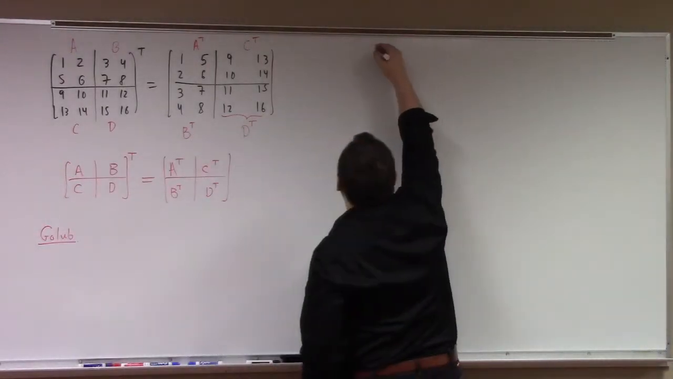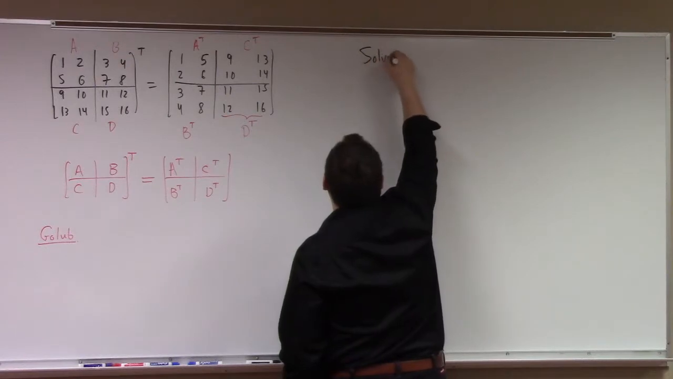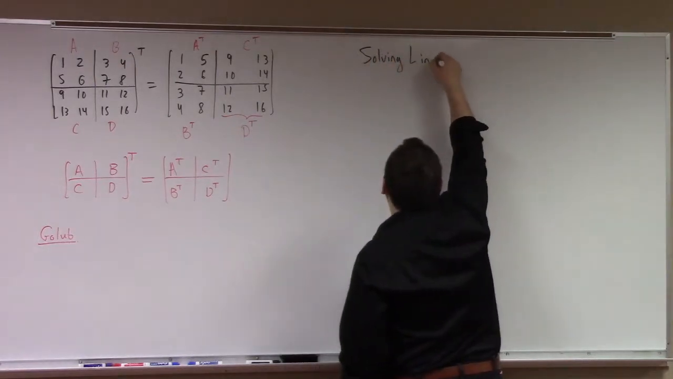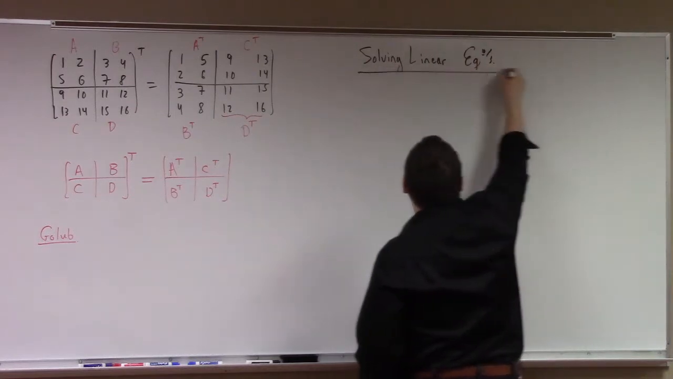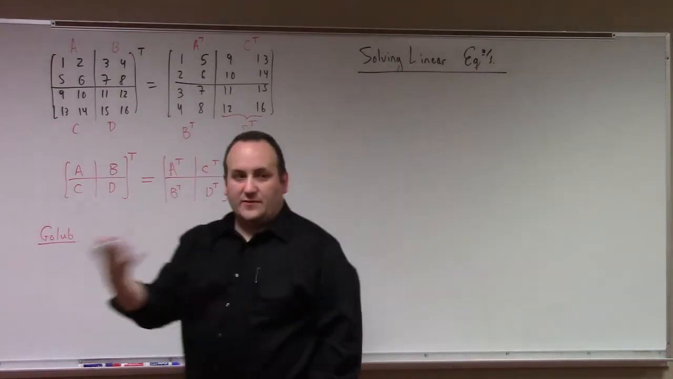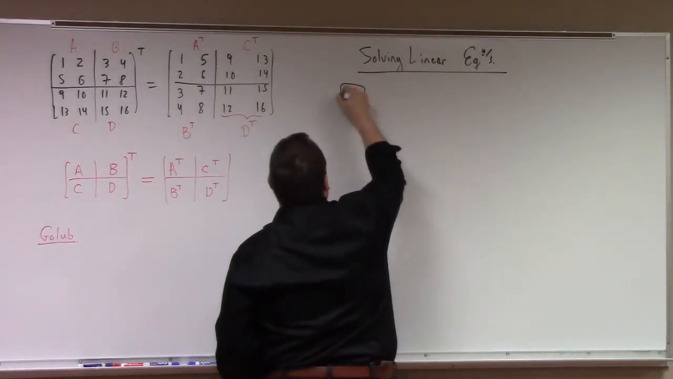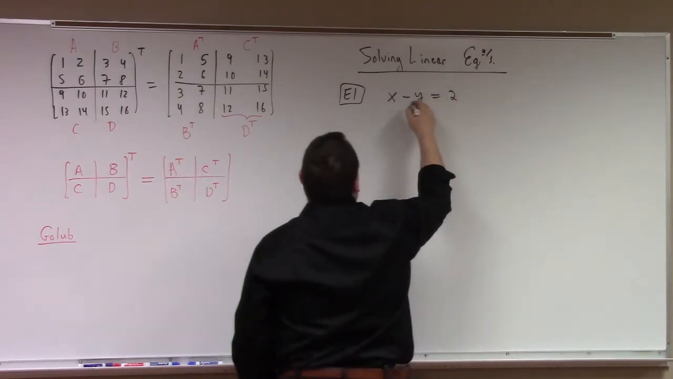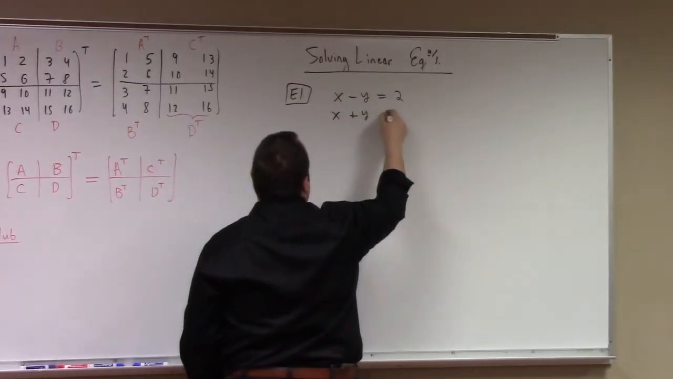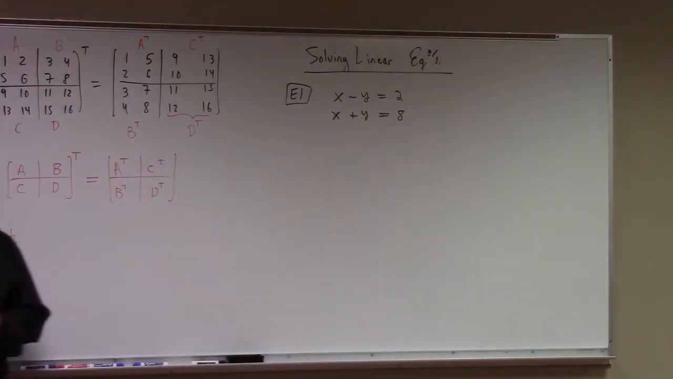So let us begin our discussion of solving linear equations. Let me start out with a basic example. Suppose I've got x minus y equals 2, and x plus y equals 8. I want to solve these two equations in two unknowns. How do I do it?